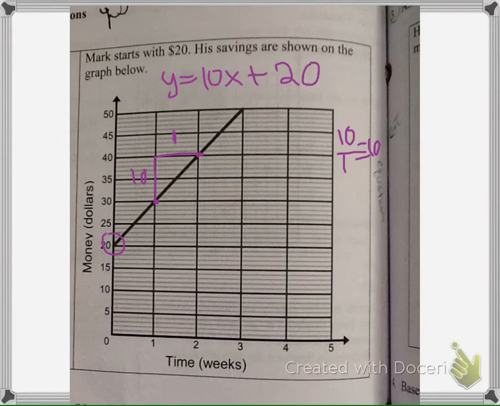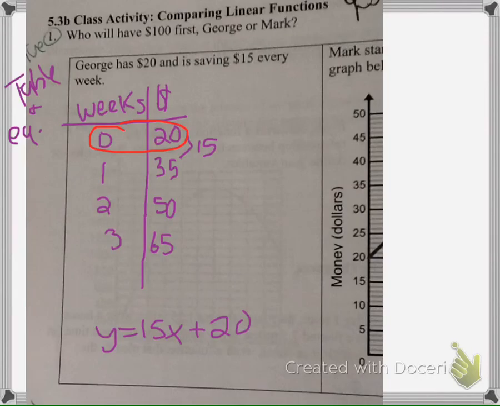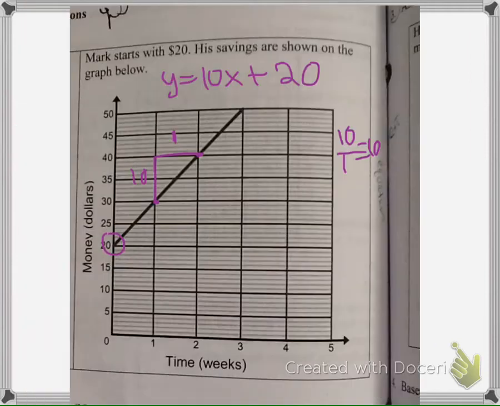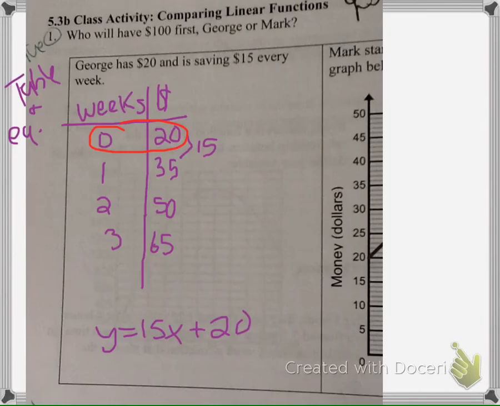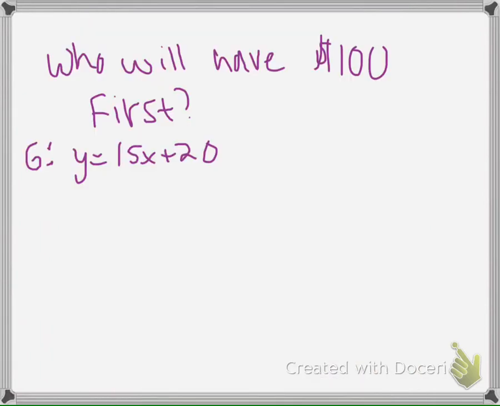So now to find out who's going to have $100 first, I'm going to show you guys using the equations. So I have George's equation, y equals 15x plus 20. I'm going to write that down. George is y equals 15x plus 20. And then I have Mark, which is y equals 10x plus 20. Okay, so yes, you could kind of just assume that because George is making 15 a week and Mark is making 10 a week, that George is going to get there first. But I want to show you how I would do that with the equation.